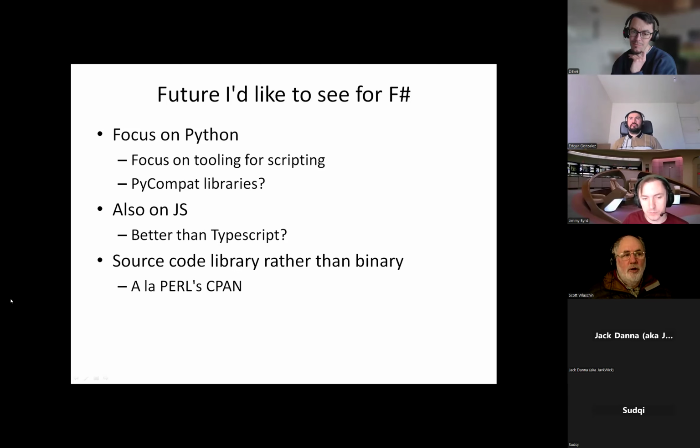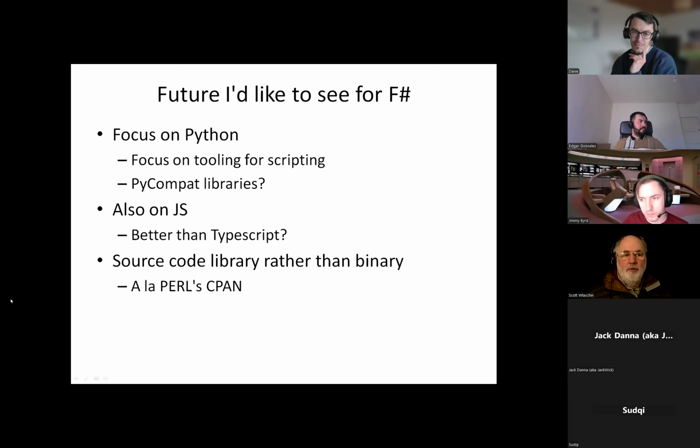And if there were even things like having libraries which were literally the Python libraries available in F#. So if I'm a Python person, I can literally come to F# and I can just use the string libraries that I already know, use the collection classes that I already know, all that stuff. I don't know. It's just a thought. And the same thing with JavaScript. I mean, I do think F# is better than TypeScript.